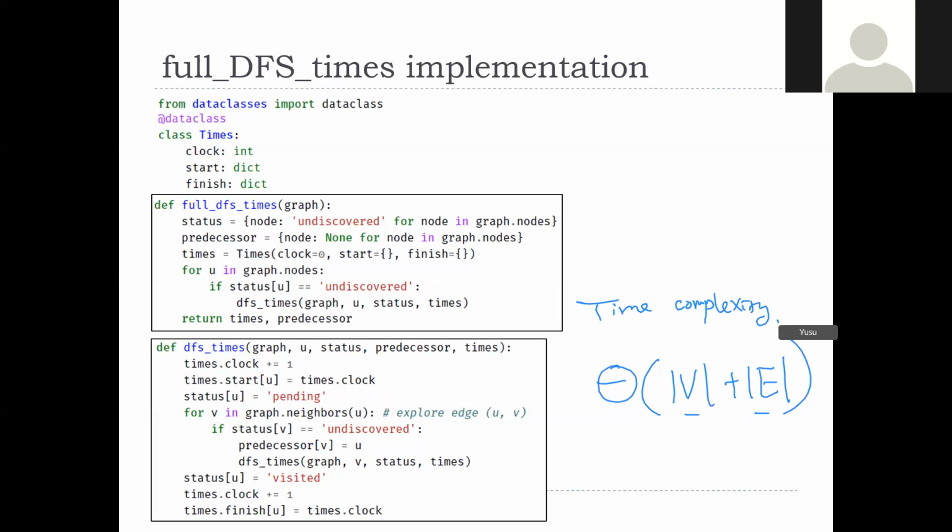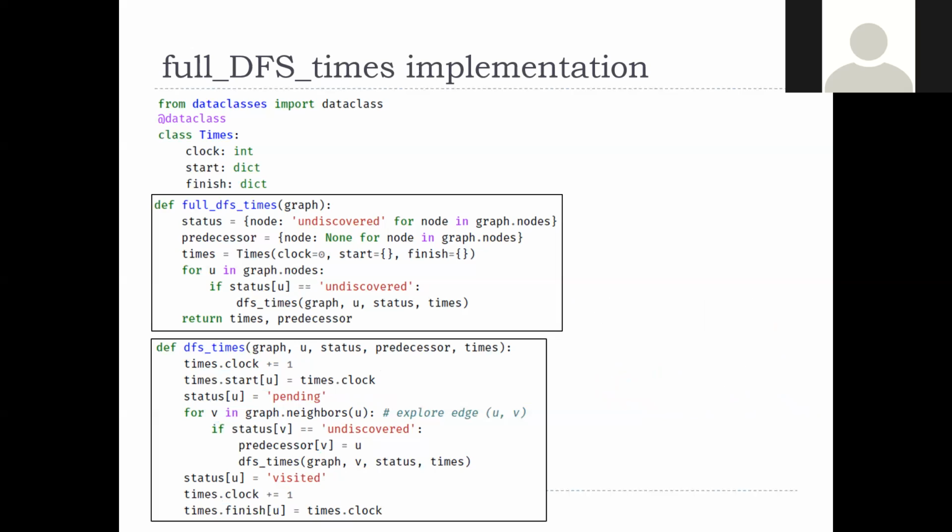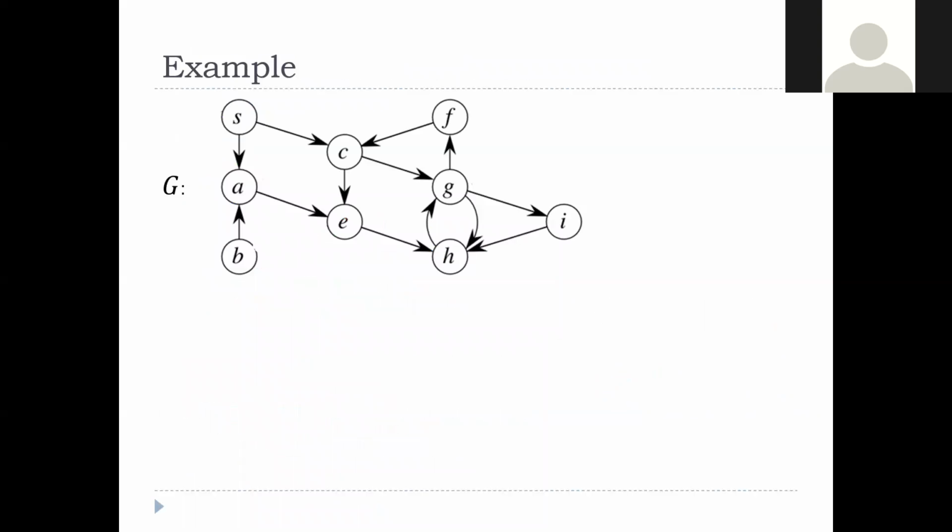All right. So why do we talk about this starting time and finishing time? It turned out that for DFS, there are certain properties associated with this starting and finishing time, which we're going to look at. But first, let's go through one example to look at the start and finishing time. So this is the same example we went through before.